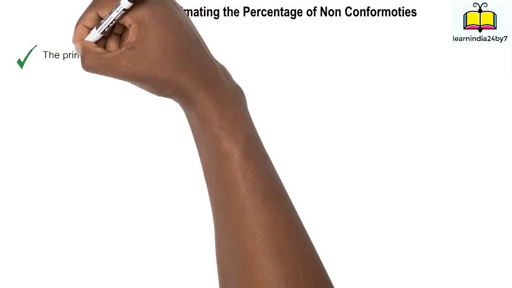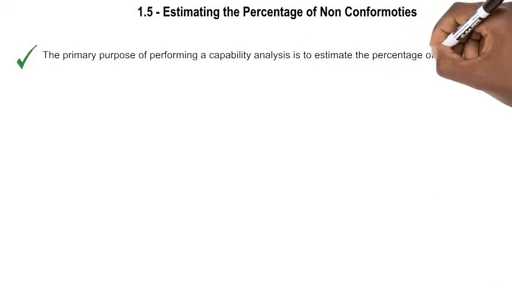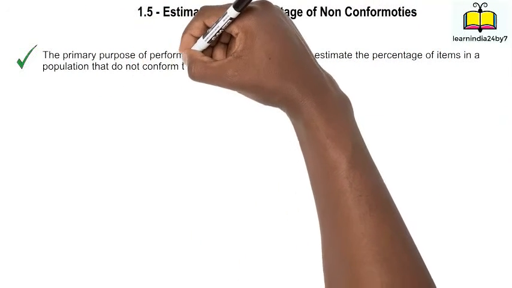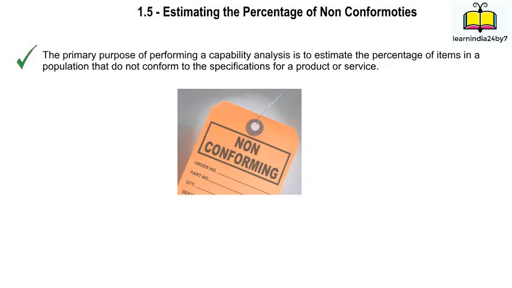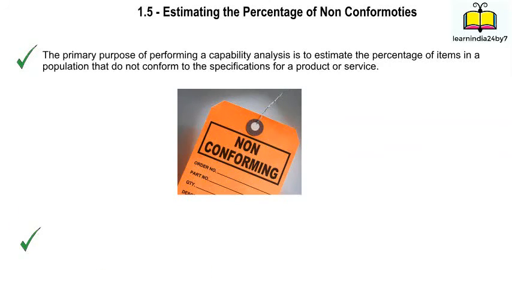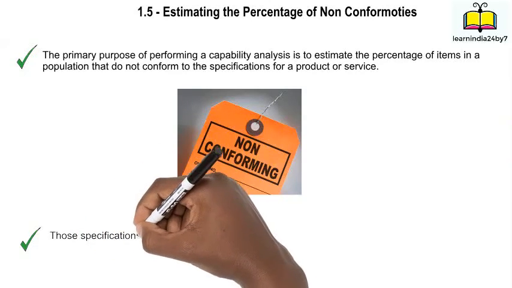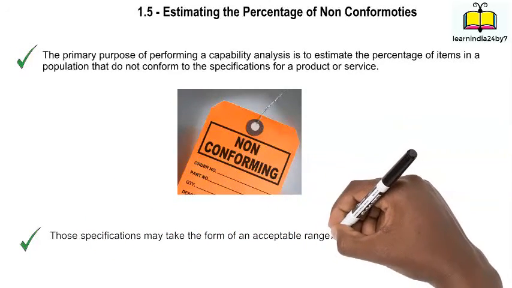The main objective of performing capability analysis is to estimate the percentage of items in a population that do not conform to specifications. These specifications may take the form of an acceptable range such as 2 plus or minus 0.1 mm.